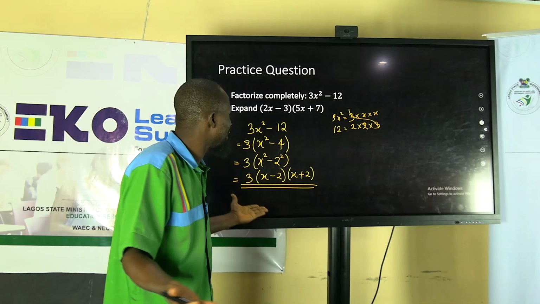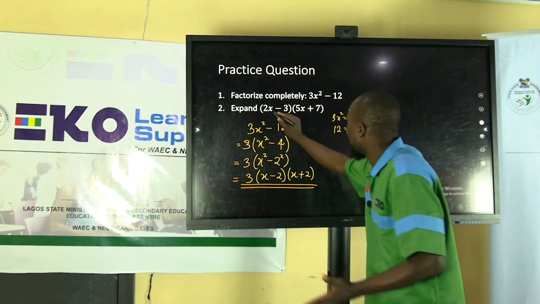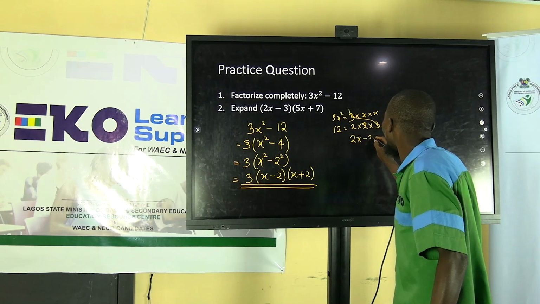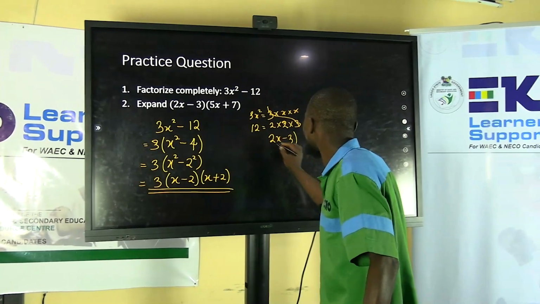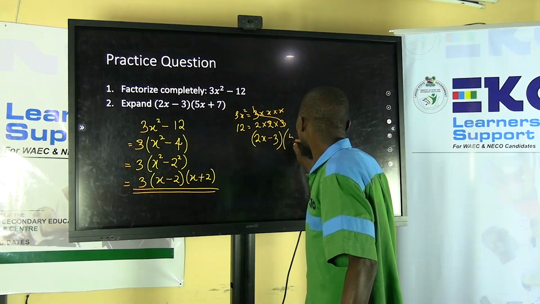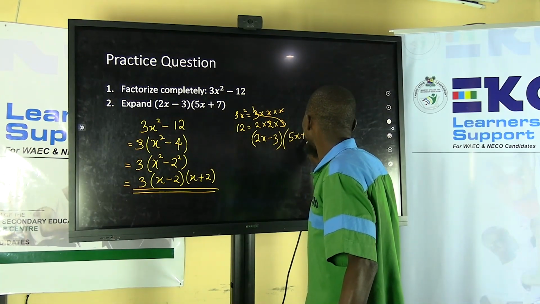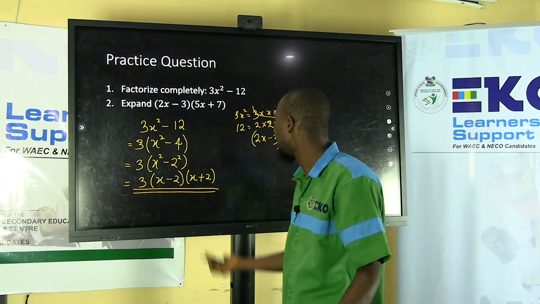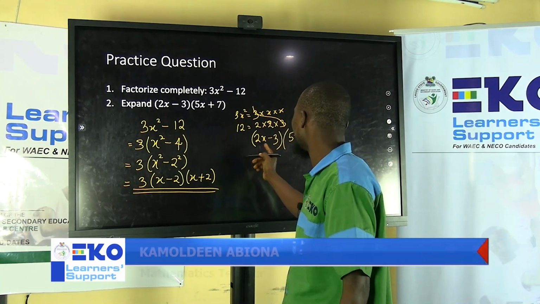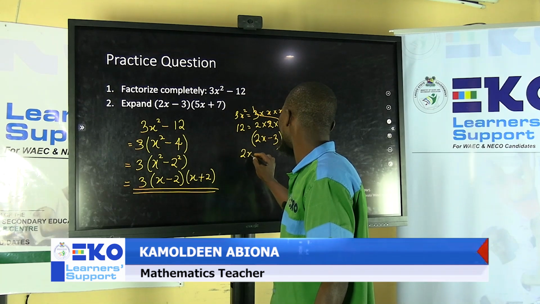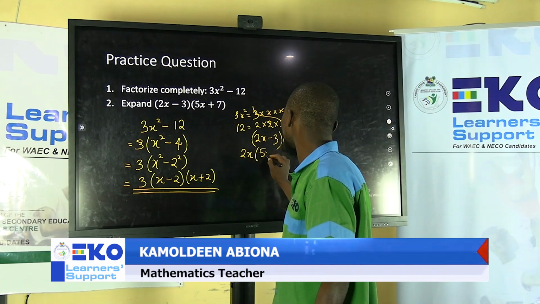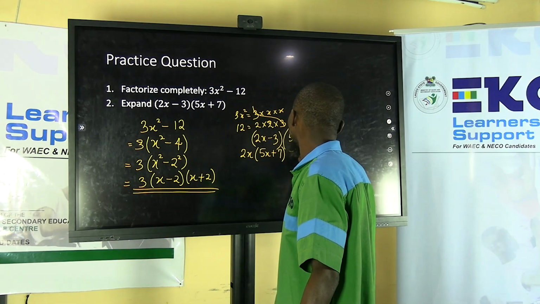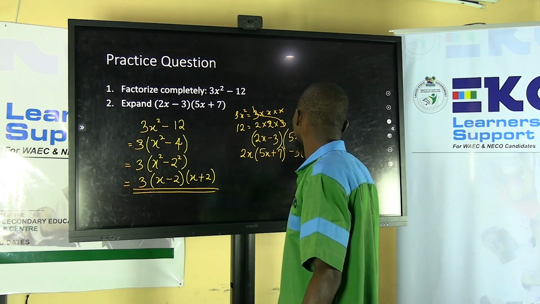So just apply the rule of expansion or multiplication by multiplying numbers or expressions. Okay, so we have this. Like I mentioned, you split one bracket, use it to multiply the other. Let's split this, for example. So if you split this, we have 2x, we multiply 5x plus 7. And minus 3, we multiply 5x plus 7.